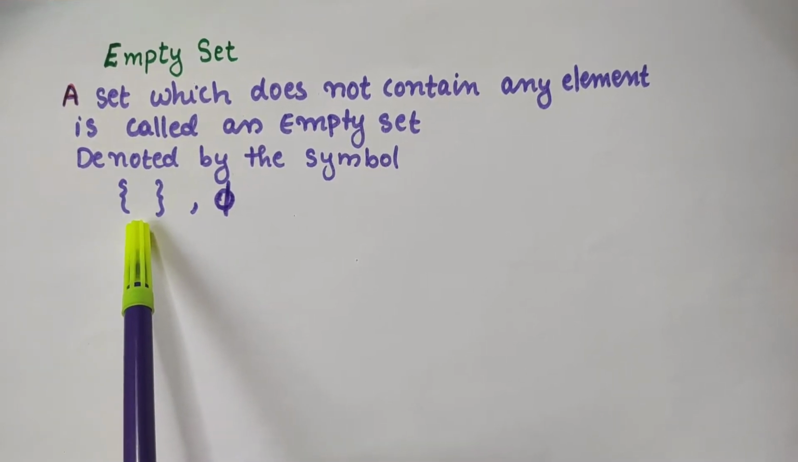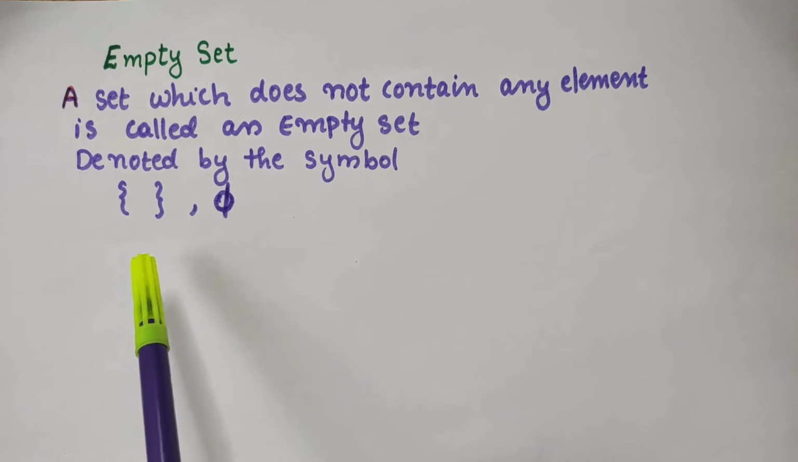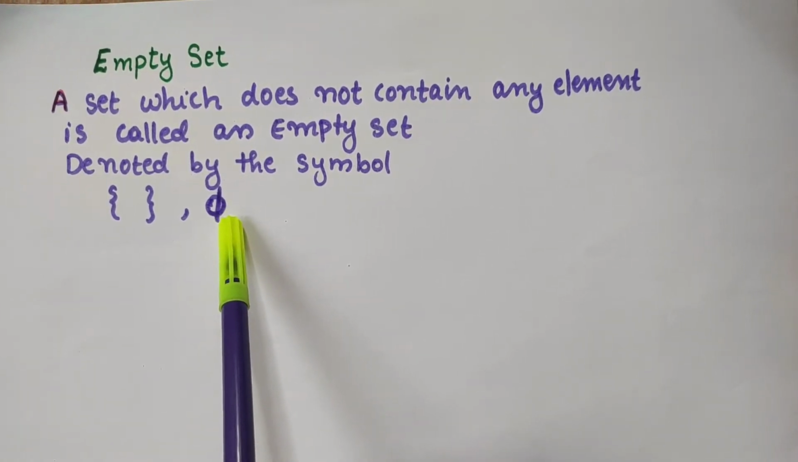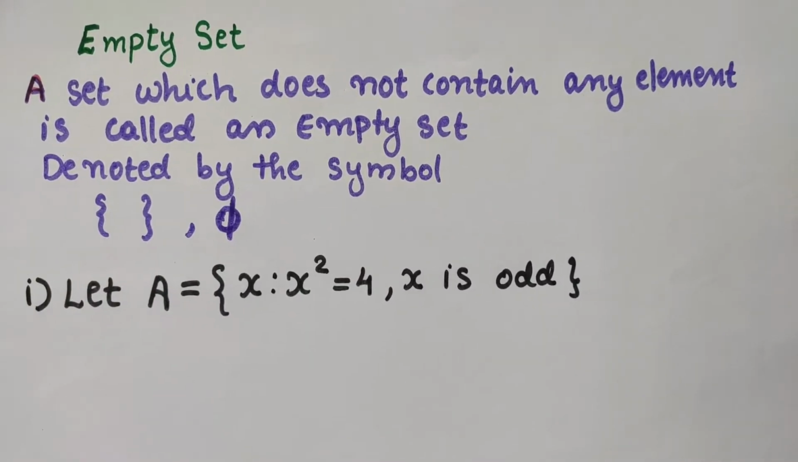It has an open curly brace and a closing curly brace, and inside the set, we don't have any element. Or we can denote it using this symbol, a circle with a line through it. Let's see some examples of empty set.